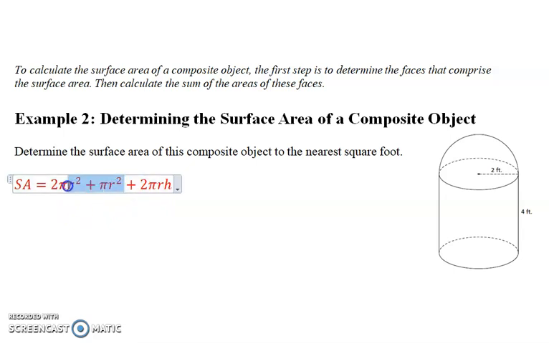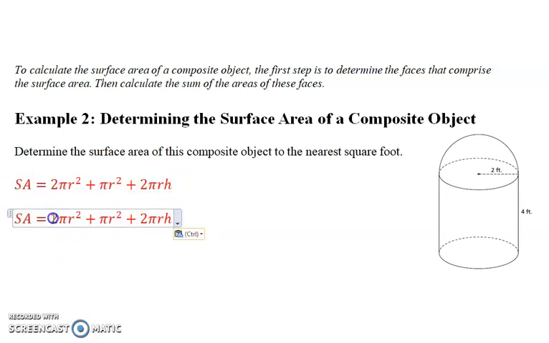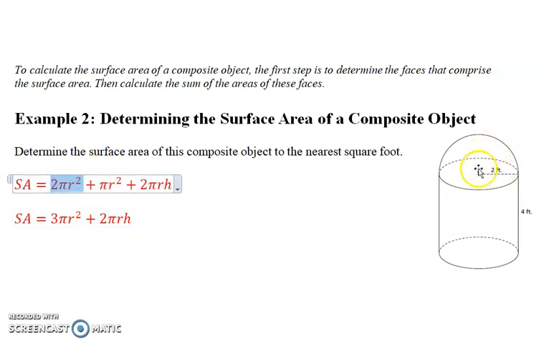And you notice that these are like terms, so we can add them together if you want to simplify. Because if you have 2 pi r squareds and 1 pi r squared, that means we have 3 pi r squareds. Okay? The 2 pi r squared is coming from the surface area of the hemisphere when it was cut in half, minus the base, of course. The pi r squared is coming from the circle, and the 2 pi r h is coming from the area of the curved part of the cylinder that goes around. Okay? And there's your formula.